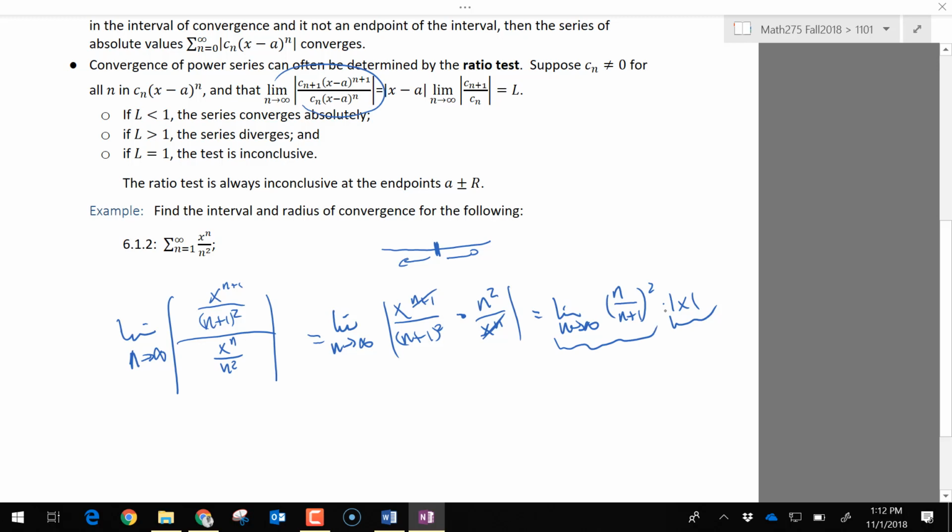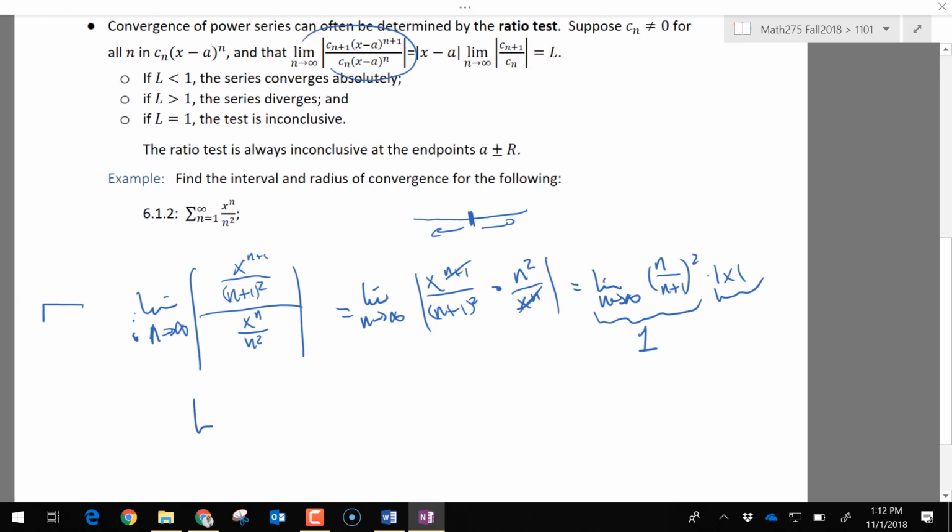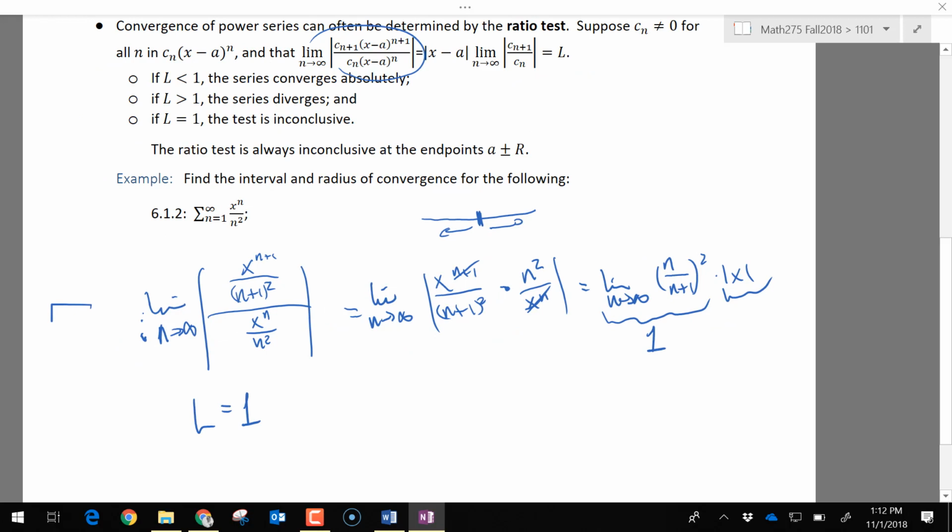And if you take this limit as n goes off to infinity, you get n squared over n plus 1 squared, and you could use whatever you want to use, divide by n squared or L'Hopital's rule or whatever, but your answer is going to be 1. Okay. So the limit of this thing is equal to 1 times x.